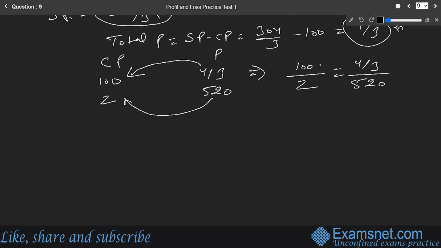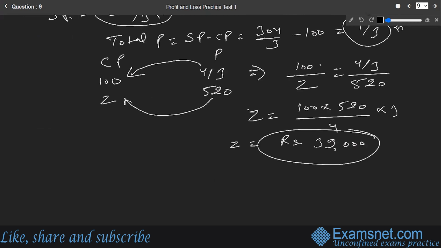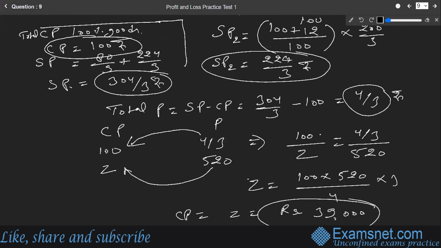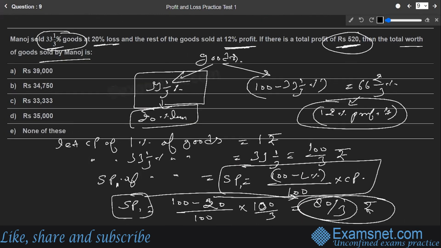If we relate these two things, we can solve for Z. Z comes out to be 100 into 520 divided by 4 into 3. If you solve this further, the Z value comes out to be rupees 39,000. So that should be the ultimate cost price, which matches the condition given to us. 39,000 is the right answer, which is available in option number A.